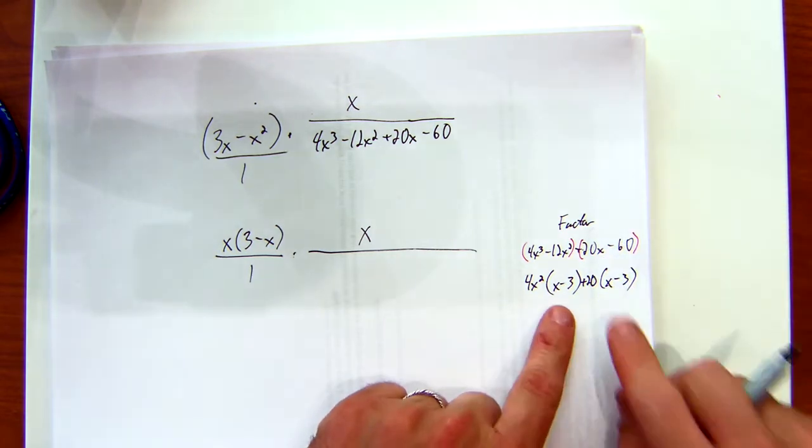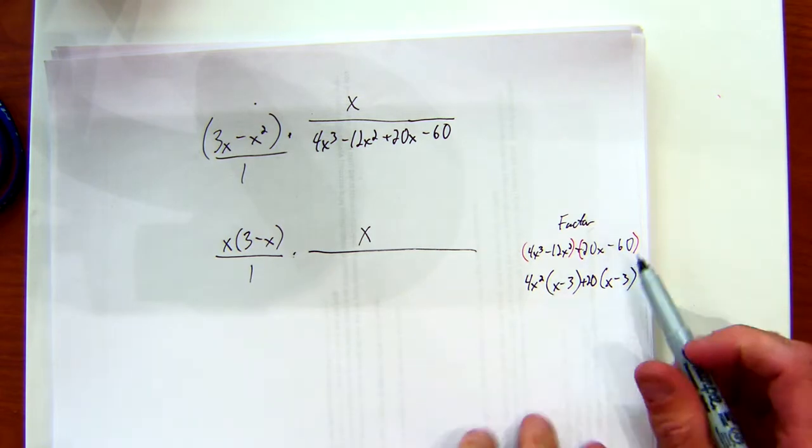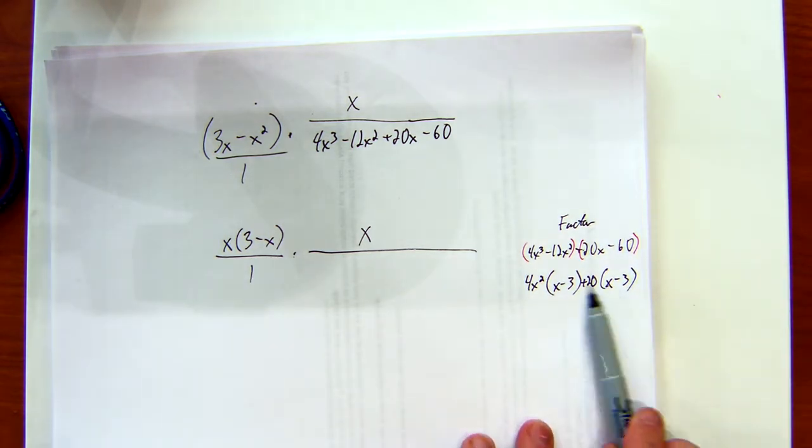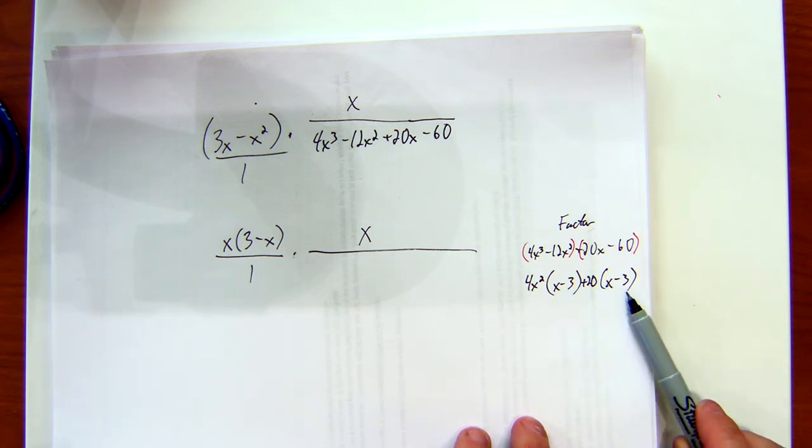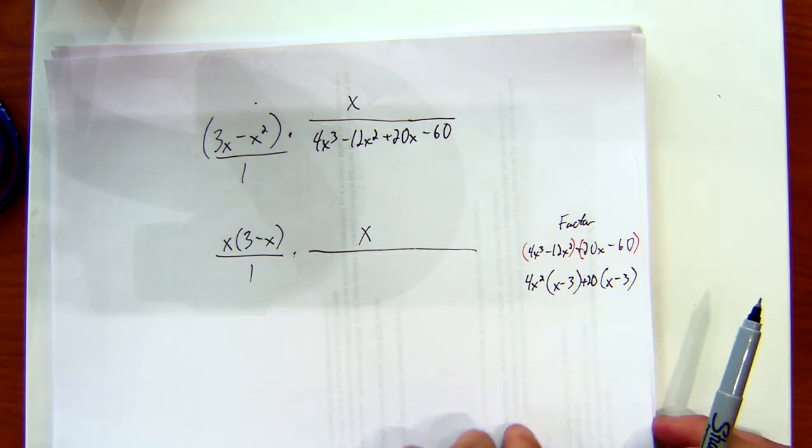X minus 3. So notice that the only time I really want to factor out a negative 1 is if one of these were the opposite of the other. So if this were 3 minus x, then I would want to factor out a negative 1 so that I could rewrite it. See what I'm saying? So we don't have to do that in this case.